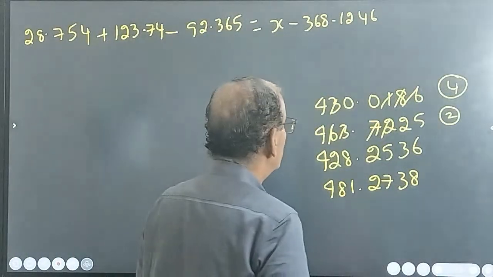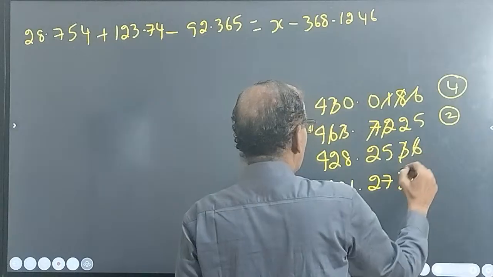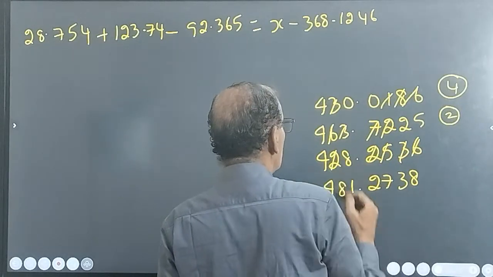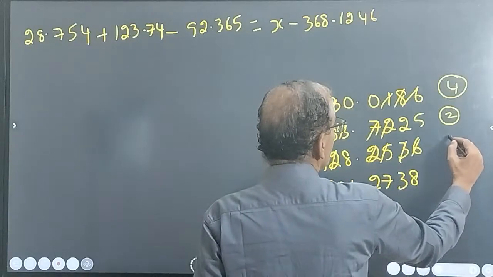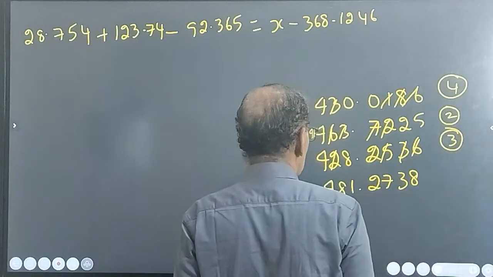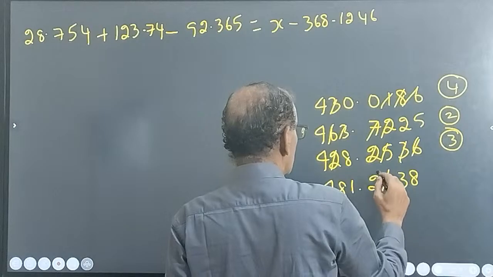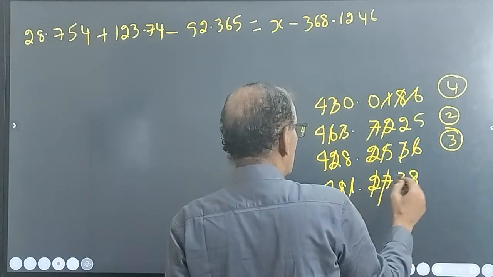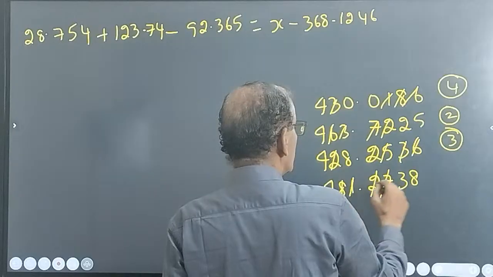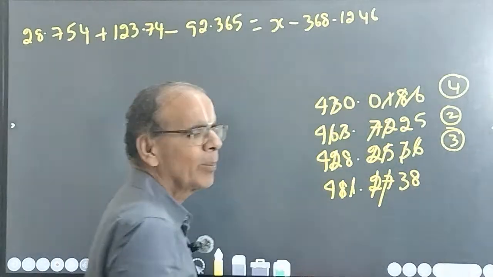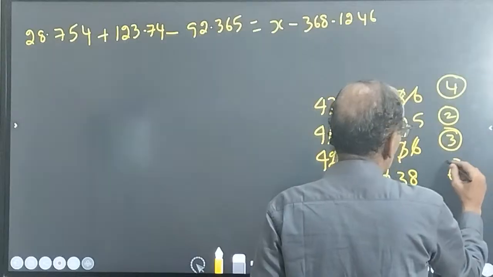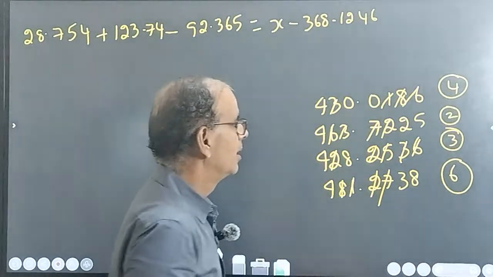Now, 6 and 3, 9. 5, 7, 2. 8 plus 4, 12. 12 means how much? 3. 7 and 2, 0. 8 and 1, 0. 8 plus 4, 4 plus 3, 7. 7 plus 8, 15. 15 means how much? 6. 1 plus 5, 6.